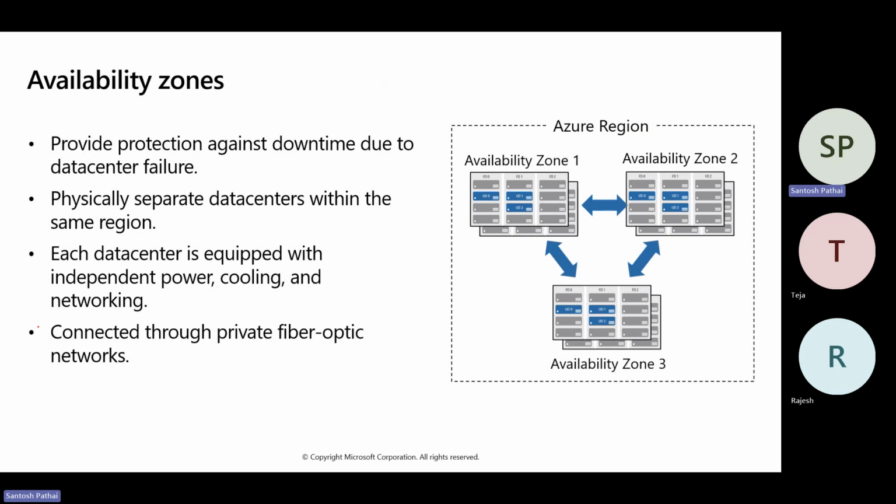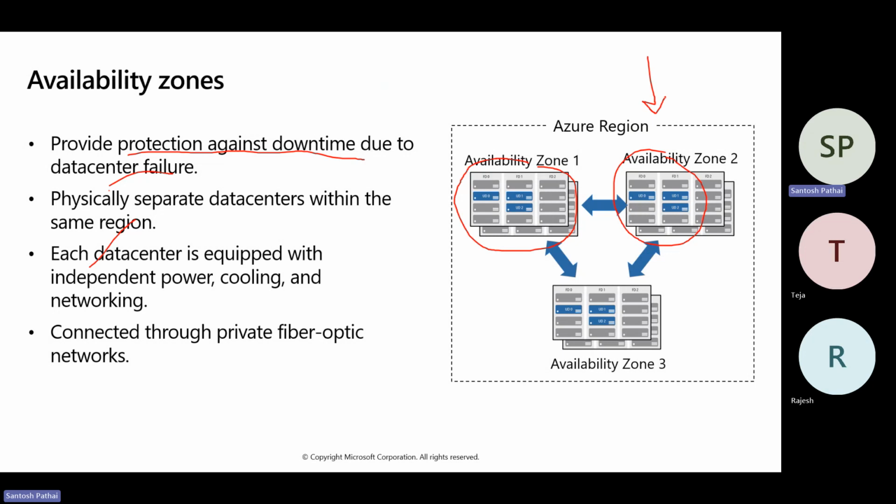Availability zones provide protection against downtime due to data center failure. If one of my data centers fails for any reason, another data center will still be there to support that Azure region. So it will not have complete downtime.